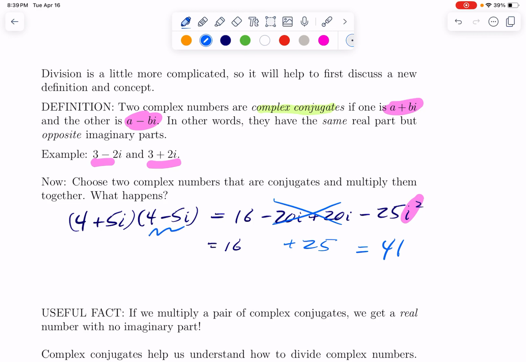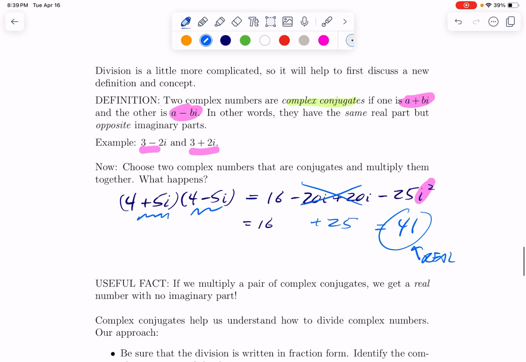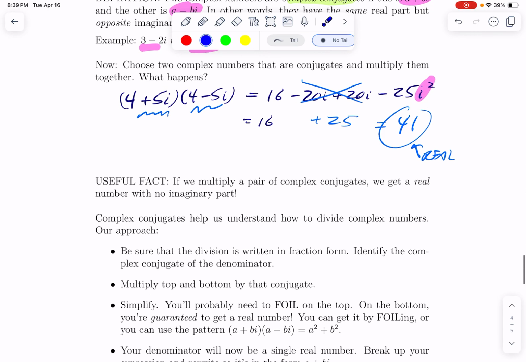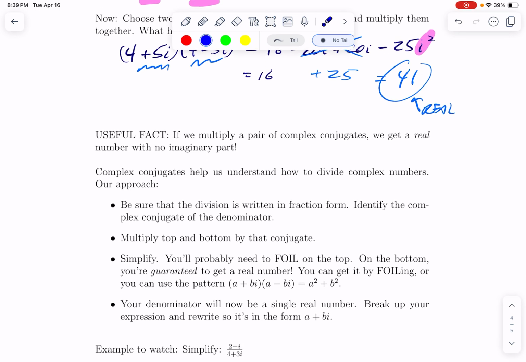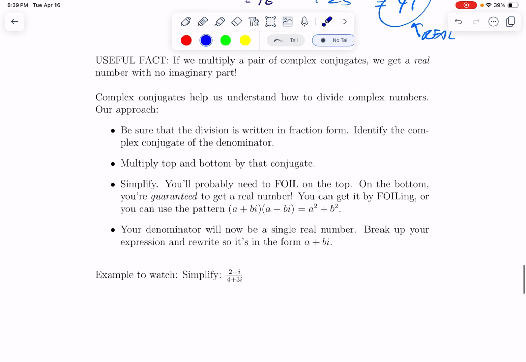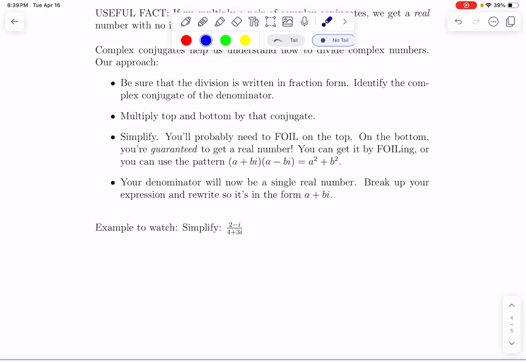So I took these two complex numbers and multiplied them together, and I got what looks like an ordinary, typical real number. And that's worth remembering. That will always happen if you do it correctly. If we multiply together a pair of complex conjugates, we will get a real number. All the i's will go away. So if we remember this, this is a tool for doing division. So let me show you an example, and then I'll point out how we followed these steps.